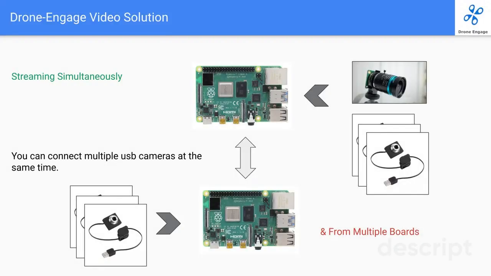The Drone Engage video solution offers unprecedented flexibility in visual data capture. The system supports streaming simultaneously from multiple USB cameras connected to a single board, enabling comprehensive coverage from different angles and perspectives. But the capabilities don't stop there. Video streams can be aggregated from multiple Raspberry Pi boards, creating complex multi-angle video capture setups that would be impossible with traditional systems. This flexibility proves invaluable for various mission types requiring comprehensive visual coverage, from inspection operations to surveillance missions, from agricultural monitoring to search and rescue operations where multiple viewpoints provide critical situational awareness.